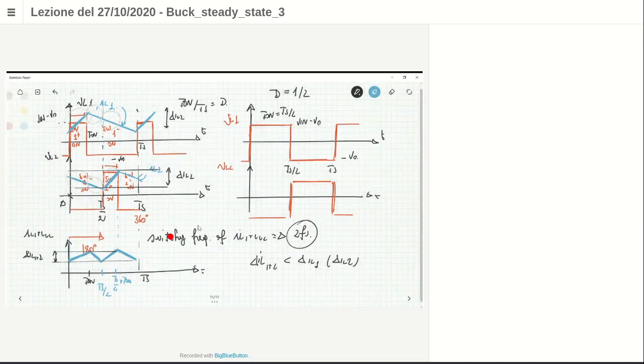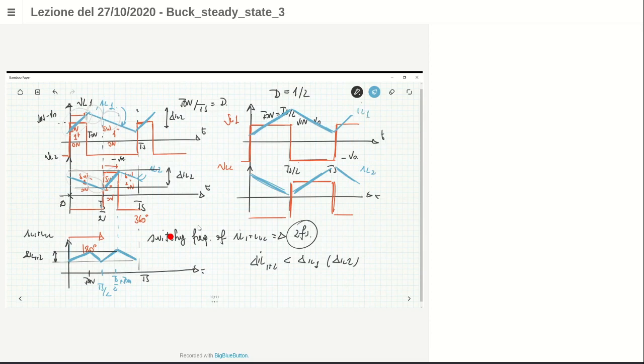The current has a slope here, but the same slope happens here. So the duty cycle is the same, so the positive slope is the same as the negative slope. Same happens here. Okay, this is IL2, this is IL1.